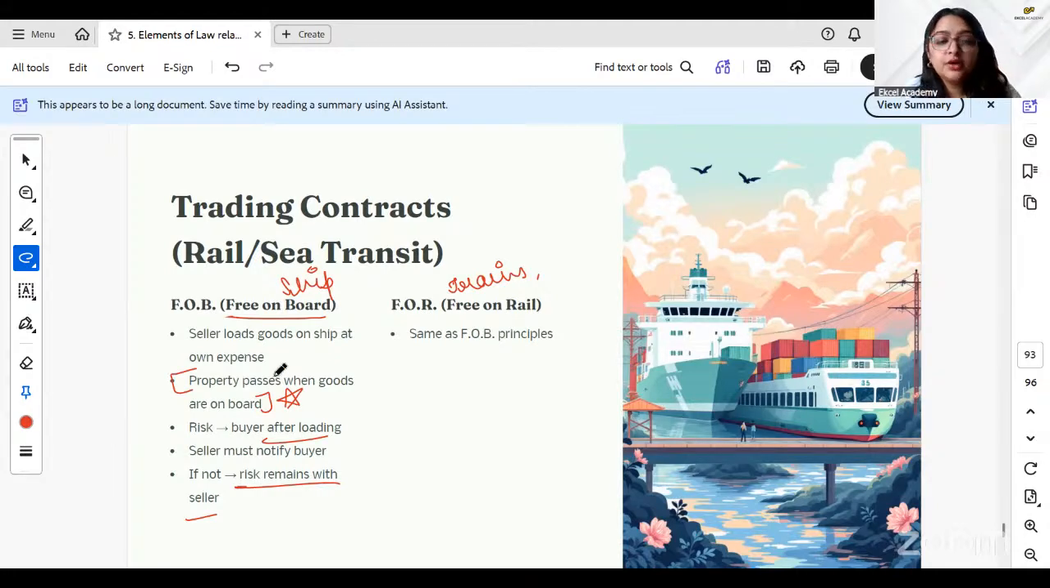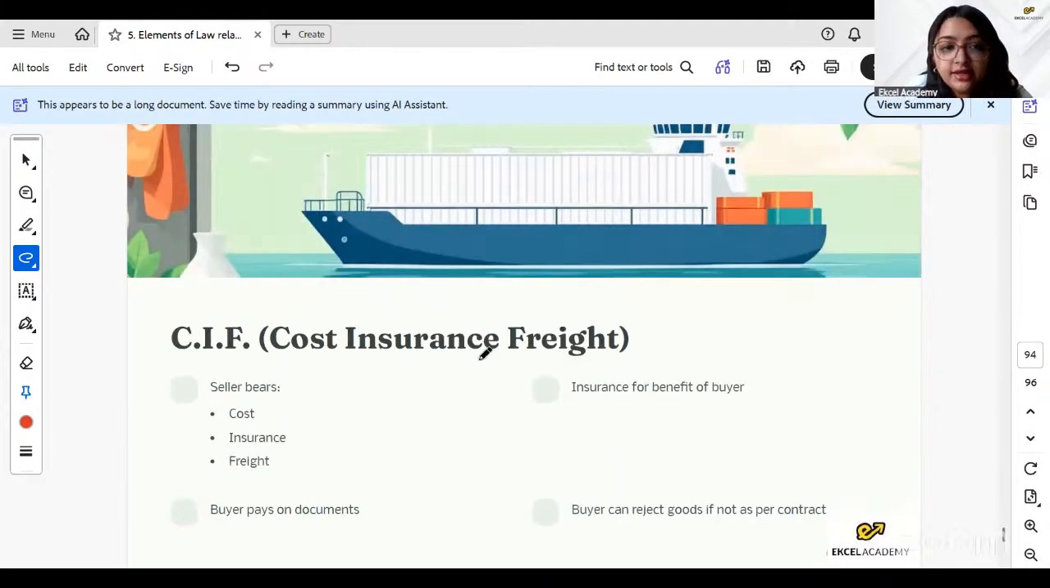Then as we move further, we have cost, insurance, and freight, all three of which are borne by your seller. All three of these expenses are borne by the seller, and the insurance is for the benefit of the buyer. The cost of getting the goods, the cost of transportation, the cost of insurance, all of these are borne by the seller. The buyer pays on the documents. The buyer can also reject the goods if they are not as per the contract.